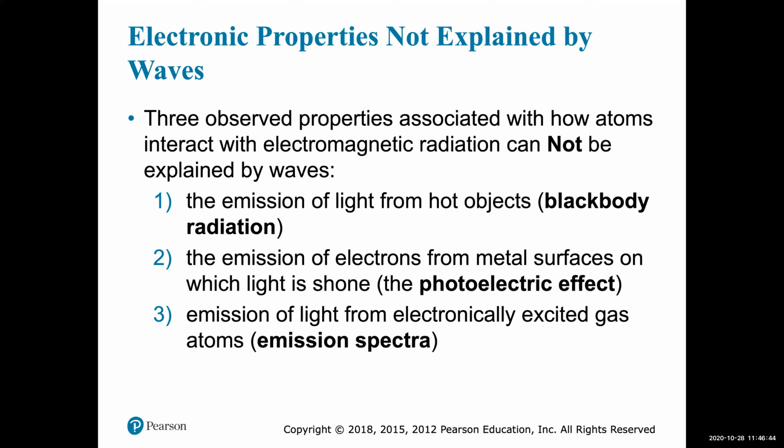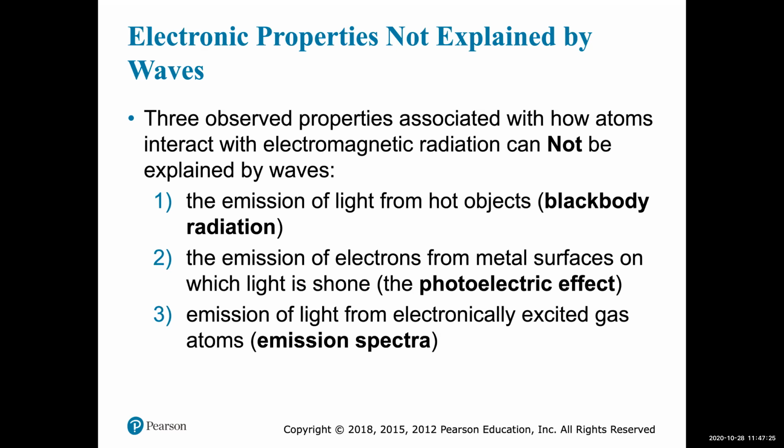Well, when we talk about the electronic properties of light, there are some things that aren't explained by the wave theory. And this is what led to the energy packet, the photon, the quanta, that type of thinking. If you recall, the three things that pertain to the radiation that couldn't be explained by waves were, first, the emission of light from hot objects. So you think of some object that you heated up enough and you'll sometimes get light emitted. That's called black body radiation.